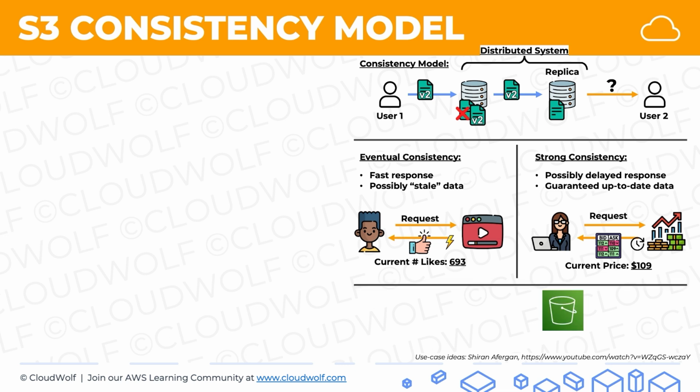So the question is, what about S3? Well, in S3, we know that data is replicated. So we have replication across servers in one availability zone for durability. And we also have replication across availability zones for high availability. So we're facing that problem of a distributed system, and which consistency model does AWS select?